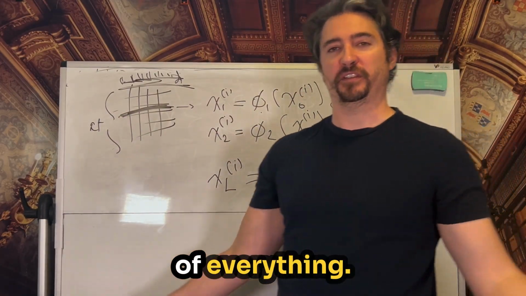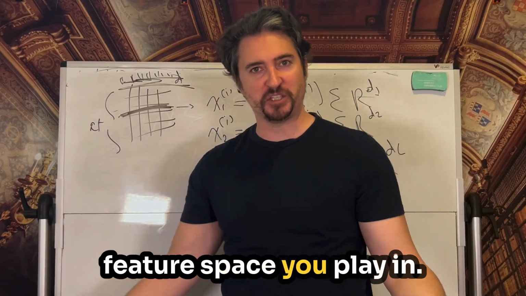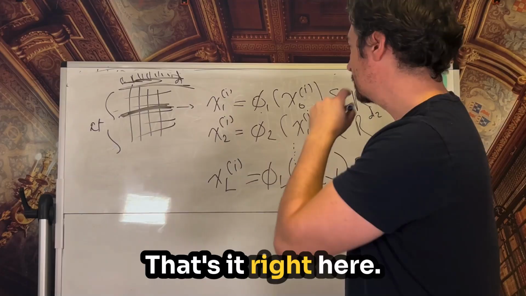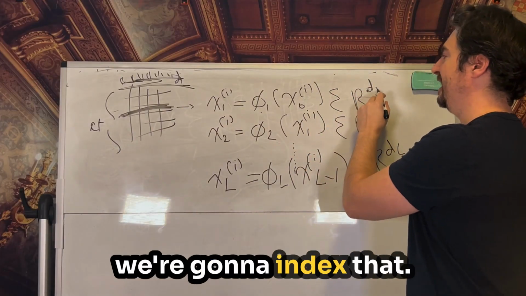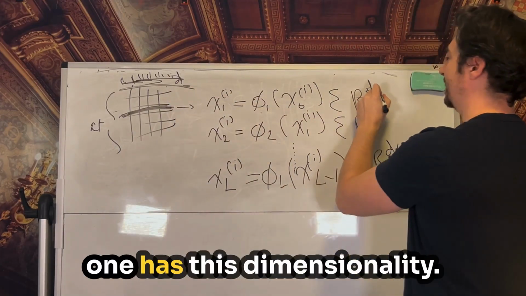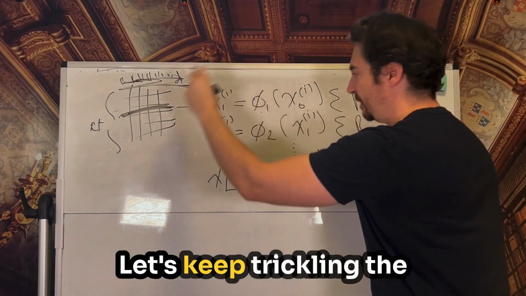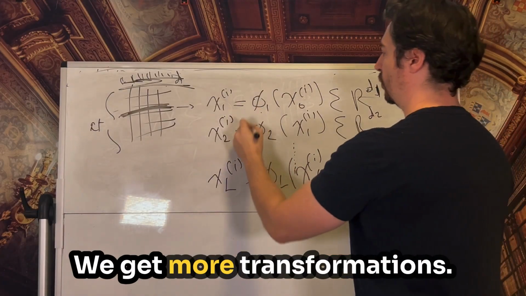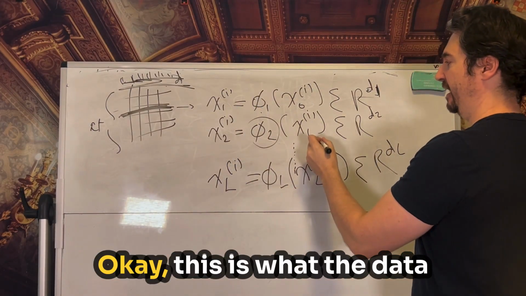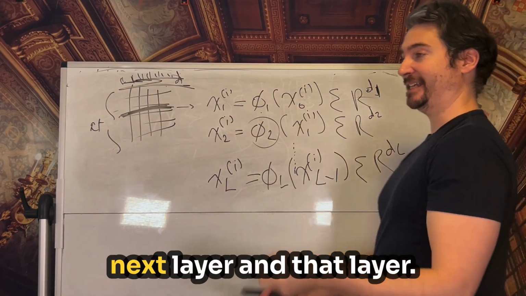That's the dimensionality of everything. That's the dimensionality of the feature space you play in. Here we're saying, well, no, we're going to index that. We're going to say the first one has this dimensionality. Let's keep trickling the data through the network. We get more transformations. This is what the data looks like at, let's say, this next layer.